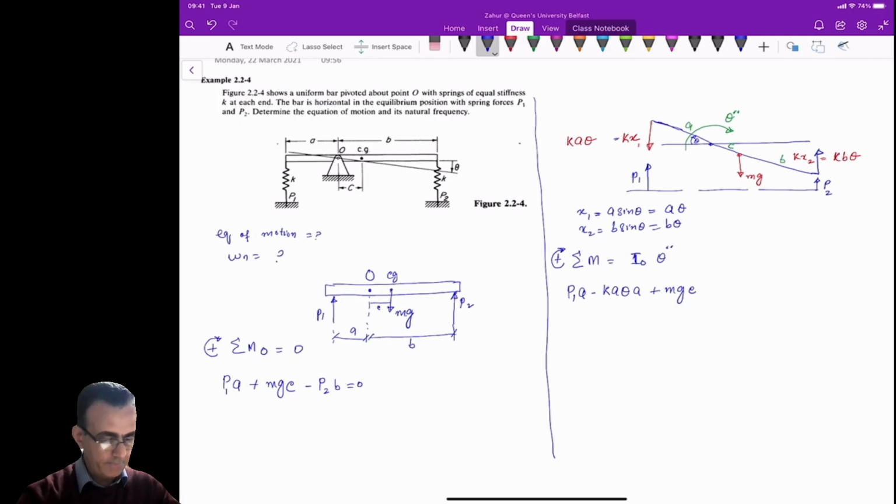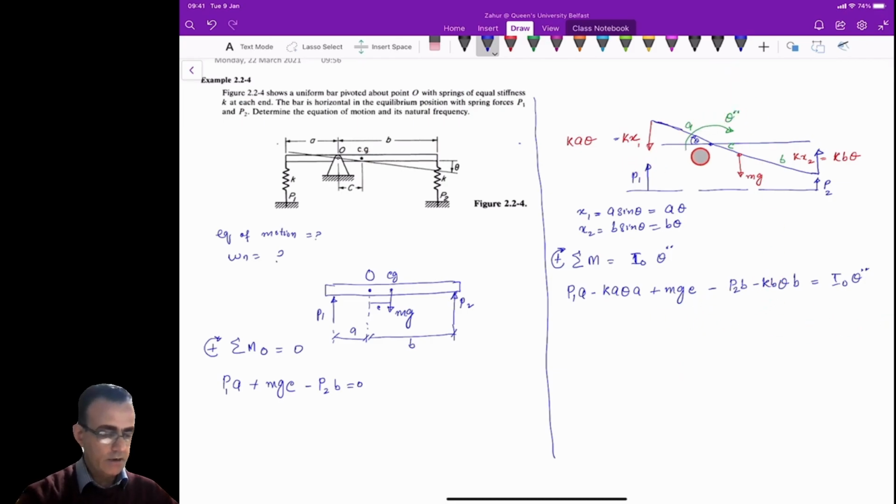and then you have this force here, which is again in the opposite direction. So P2 B, and then you have minus k b theta times B here, and equal to I naught theta double dot here. This is the equation of motion here.